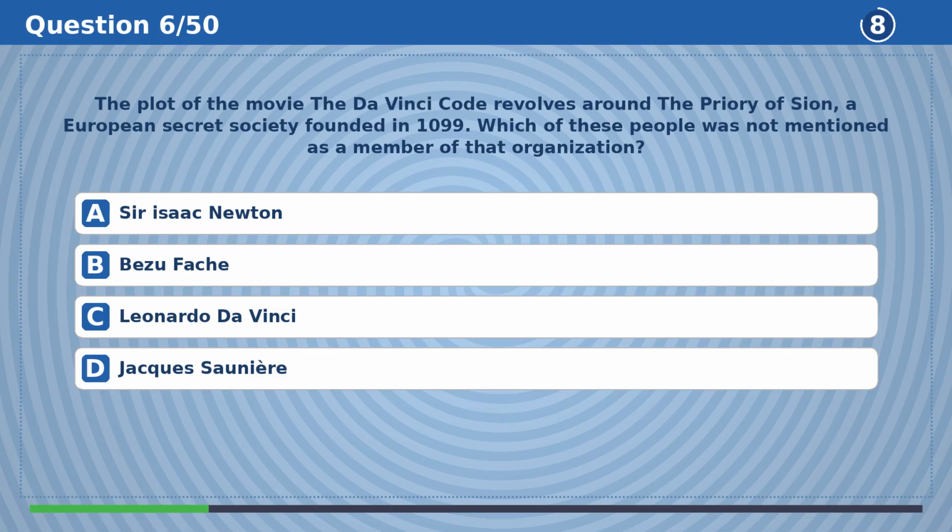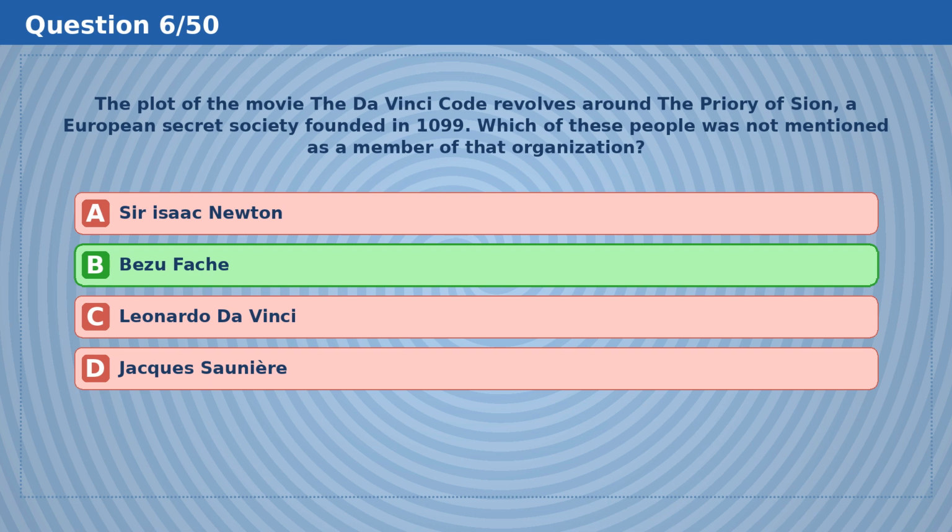The plot of the movie The Da Vinci Code revolves around the Priory of Sion, a European secret society founded in 1099. Which of these people is not mentioned as a member of that organization? The answer is B, Bezufash.